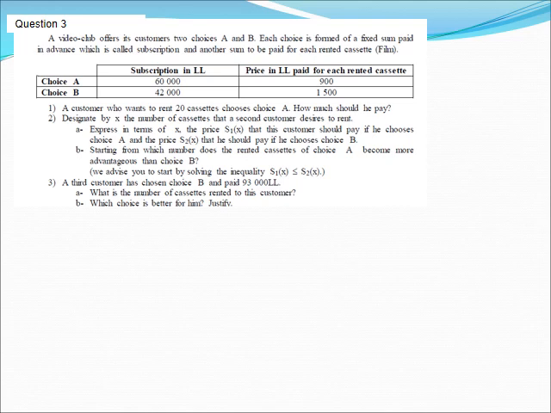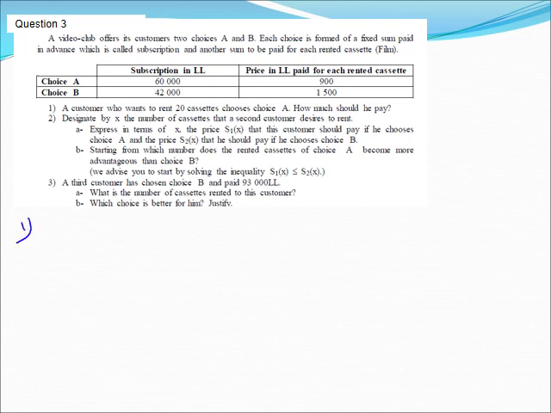Question 3. A video club offers its customers two choices, A and B. Each choice is formed of a fixed sum paid in advance, which is called subscription, and another sum to be paid for each rented cassette film. Choice A, subscription is 60,000 and 900 for each cassette. Choice B, 42,000 and 1,500 for each cassette.